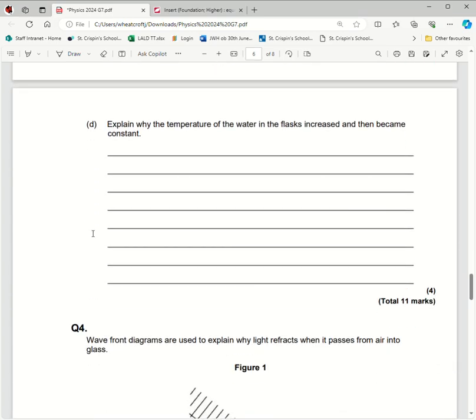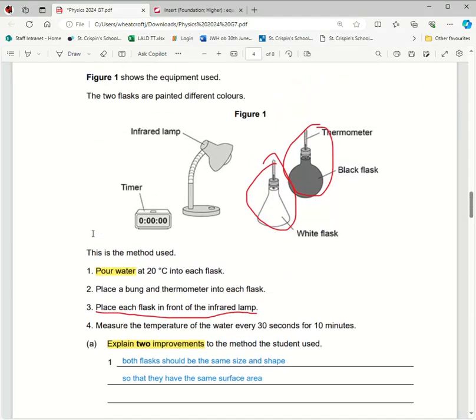And the last part of this question says, explain why the temperature of the water in the flask increased and then became constant. The reason the temperature is going to change is to do with the relative absorption or emission of infrared radiation. Going back to the diagram of the setup, the infrared lamp is emitting infrared radiation towards the black and the white flasks, and they will absorb some of that infrared radiation. They will, however, also emit their own infrared radiation into the surroundings.